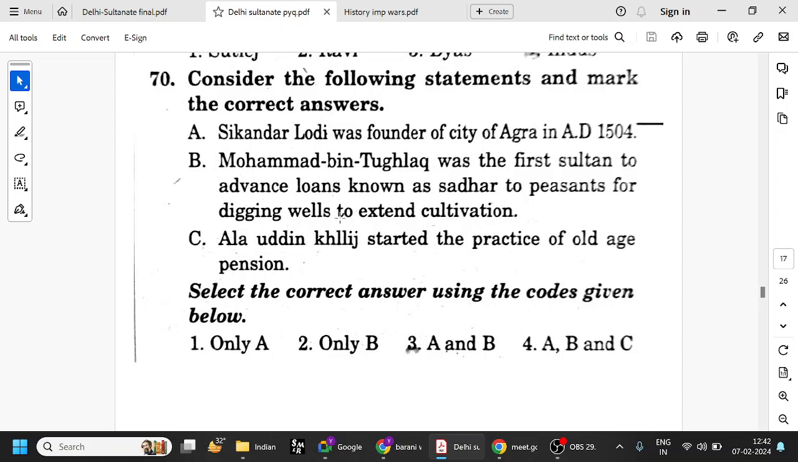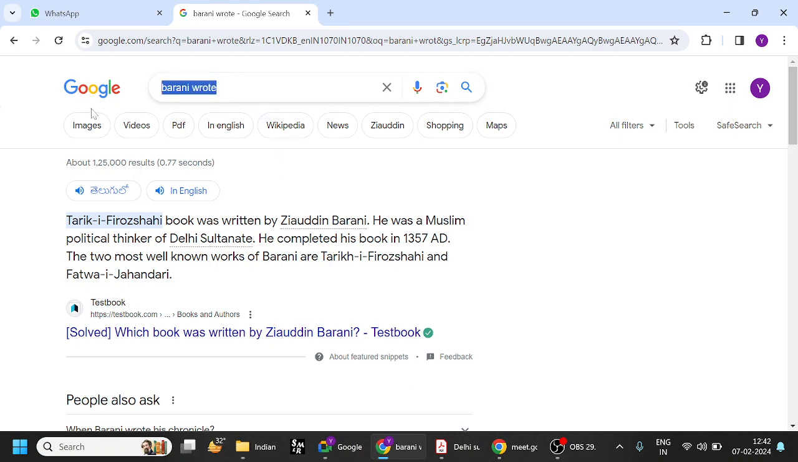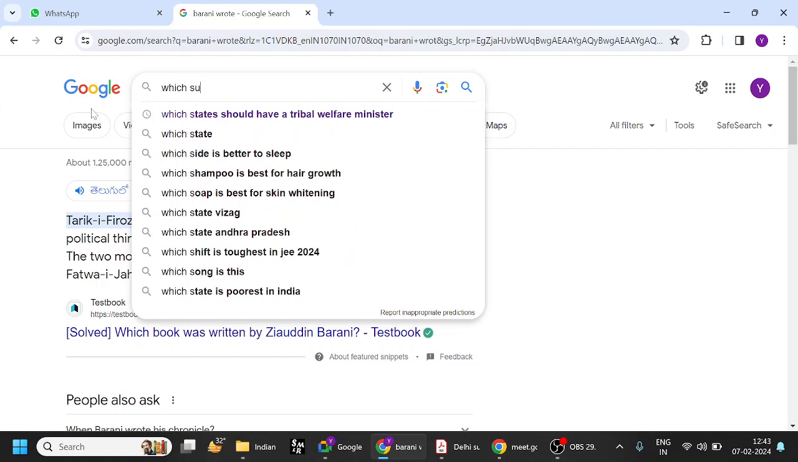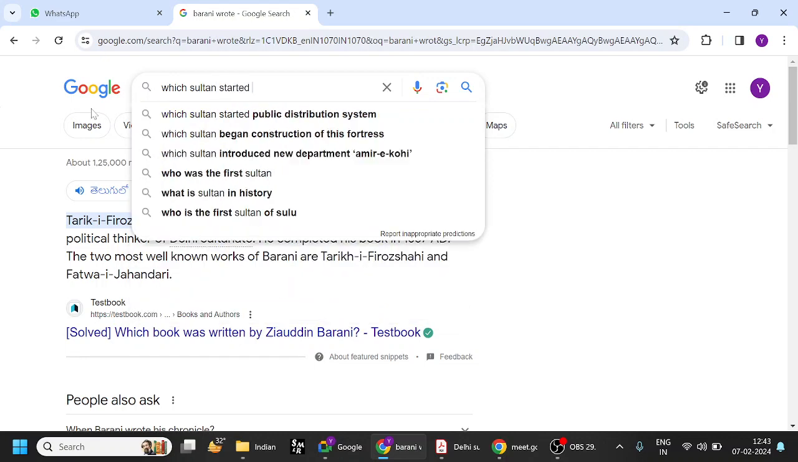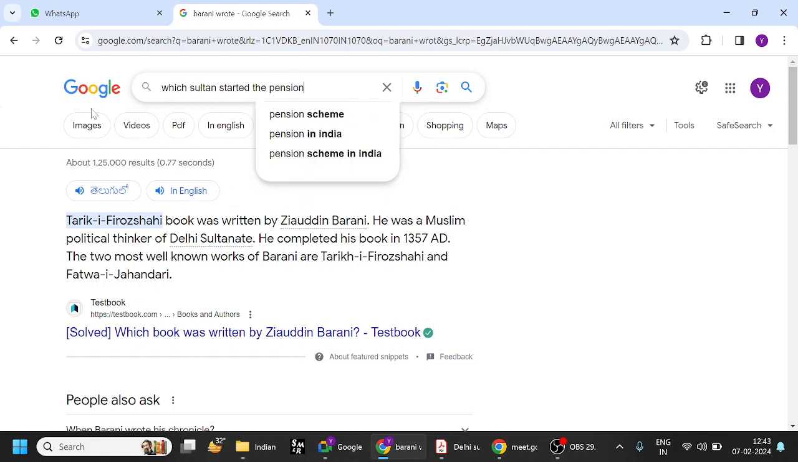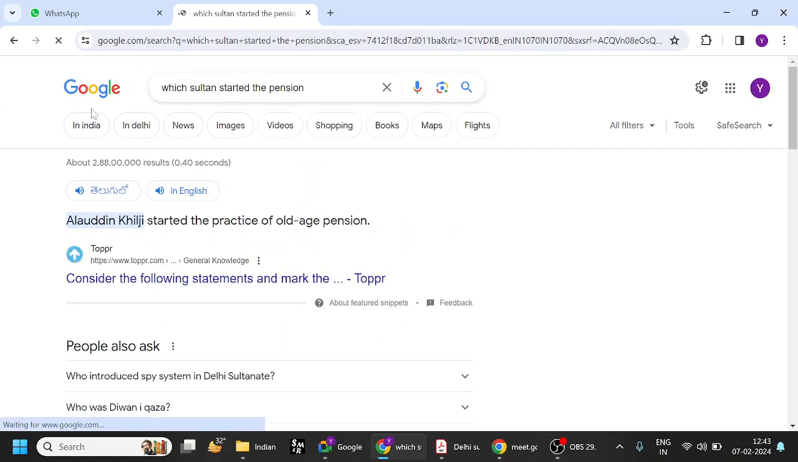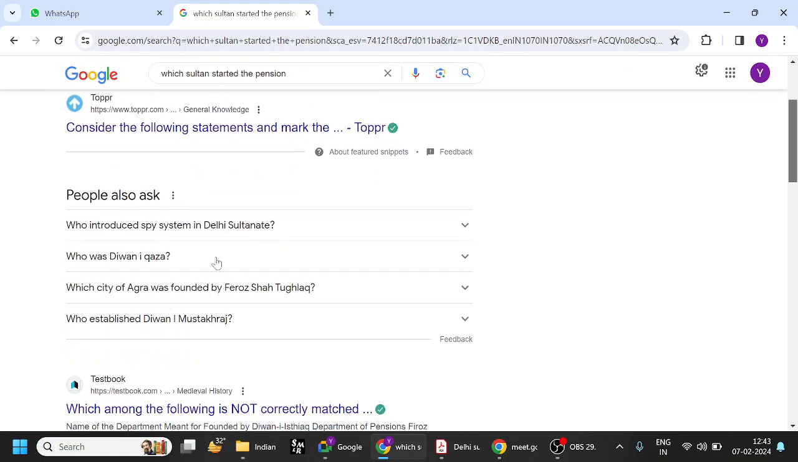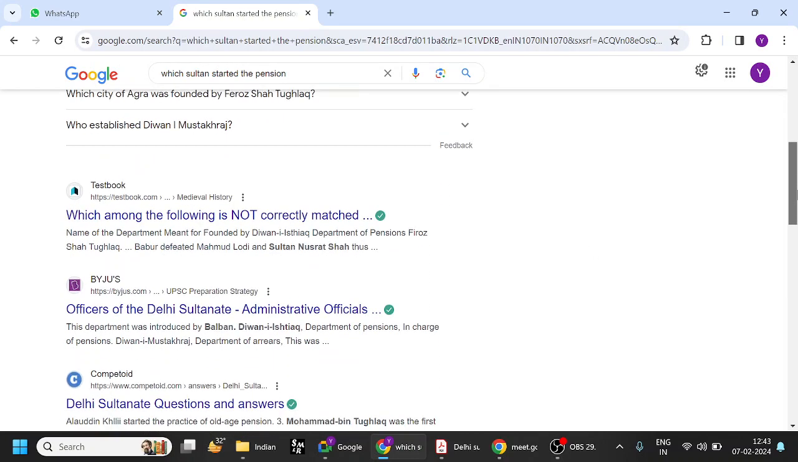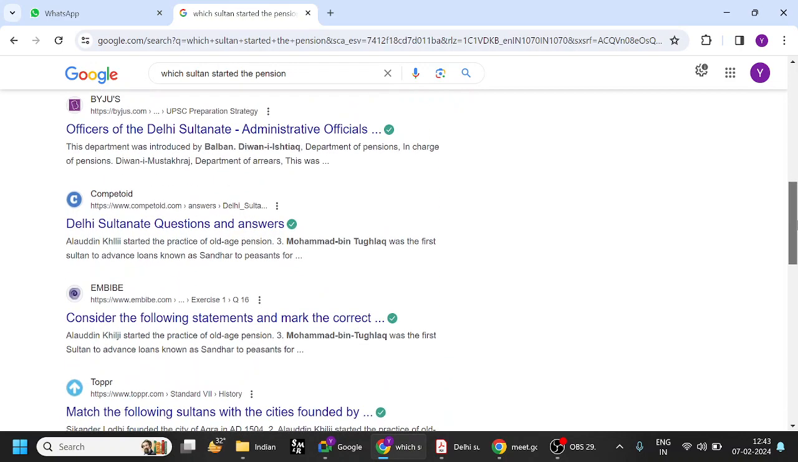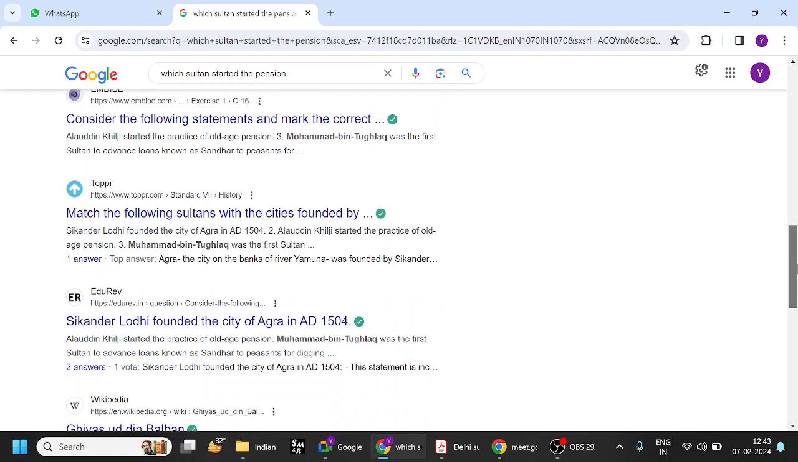Alauddin Khilji started the practice of old age pension. I don't think so, because in Alauddin Khilji we never see that. Let us see which sultan started it. So he's saying Alauddin Khilji started the practice of old age pension. Let us see if anywhere else it is the same thing. Okay, so probably that is also true. Muhammad bin Tughlaq was the first to give the loans, known as Takavi loans.